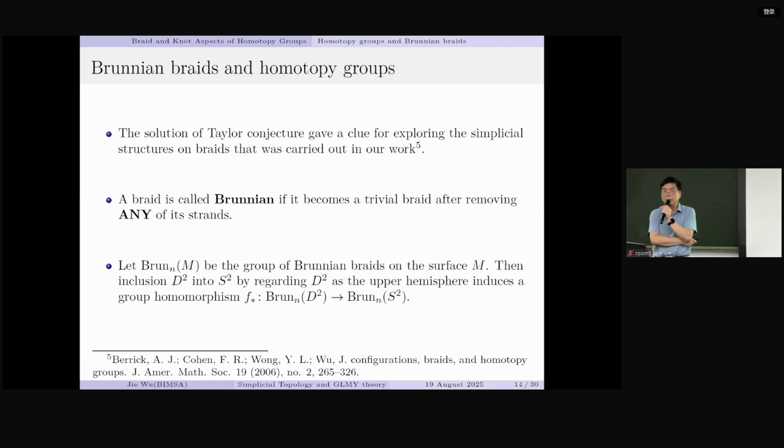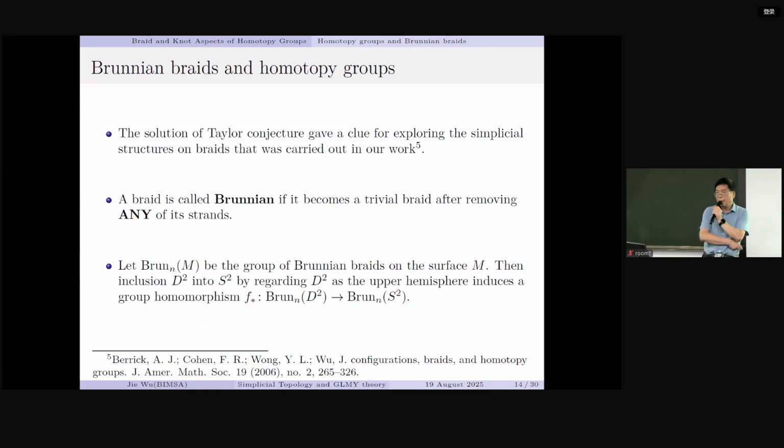Now you can look at the Brunnian braids over the 2-sphere, S2. You can look at the Brunnian braids over the disk. That's the classical Artin braid group. And you can consider the disk as, say, the upper hemisphere, right? So you get a canonical homomorphism from the braid group over D2 to the braid group over S2. And that will give a group homomorphism from the Brunnian braids over D2 to the Brunnian braids of S2.